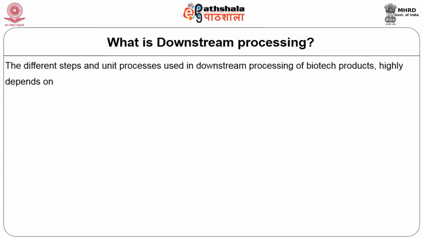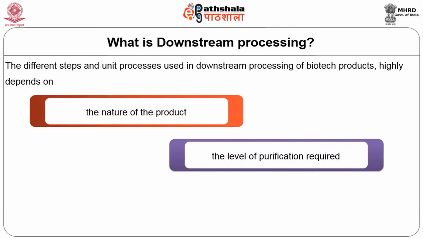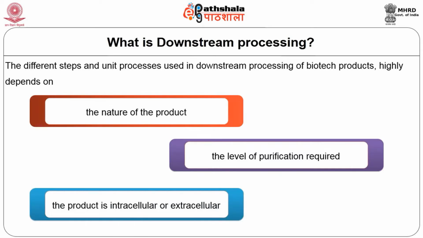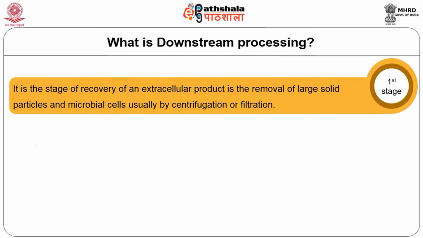The different steps and unit processes used in downstream processing of biotech products highly depend on the nature of the product, the level of purification required and whether the product is intracellular or extracellular. The first stage in the recovery of an extracellular product is the removal of large solid particles and microbial cells, usually by centrifugation or filtration.